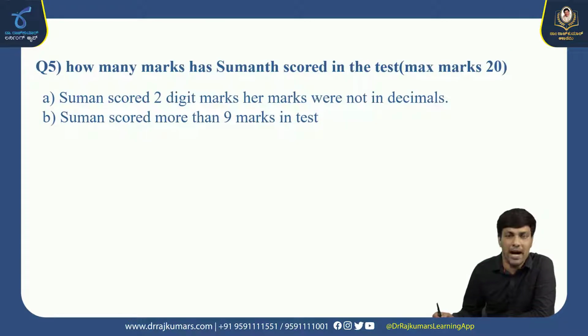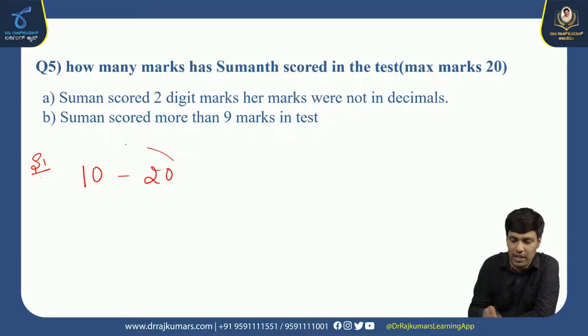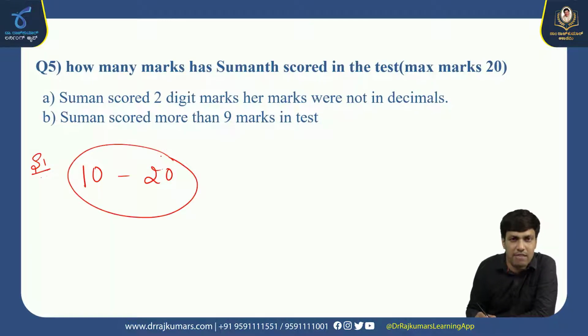How many marks has Suman scored in the test? Maximum marks is 20. Statement 1: Suman scored 2-digit marks. Her marks were not in decimals. Usually from 1 to 20, 2-digit marks start from 10 to 20. Out of 10 to 20, we can't judge which marks Suman scored. So the data given here is not sufficient to answer the above question. So statement 1 is not sufficient.